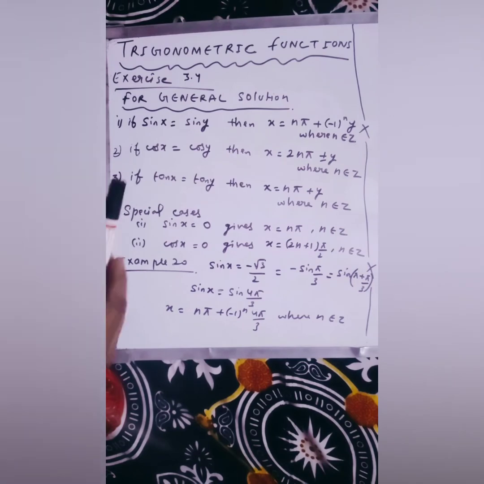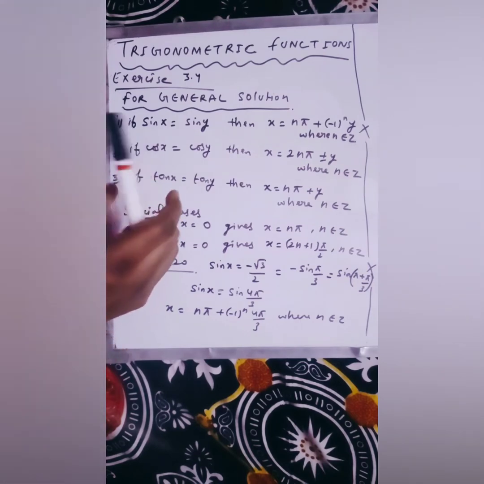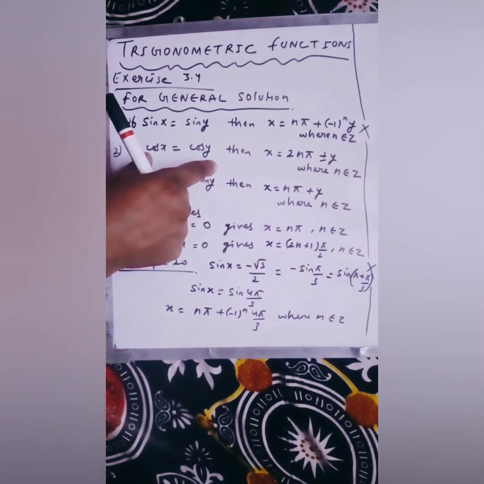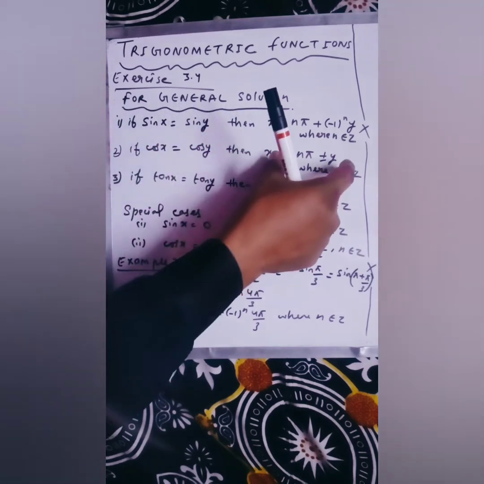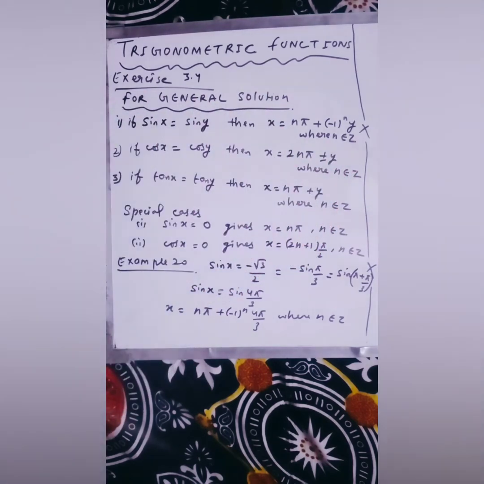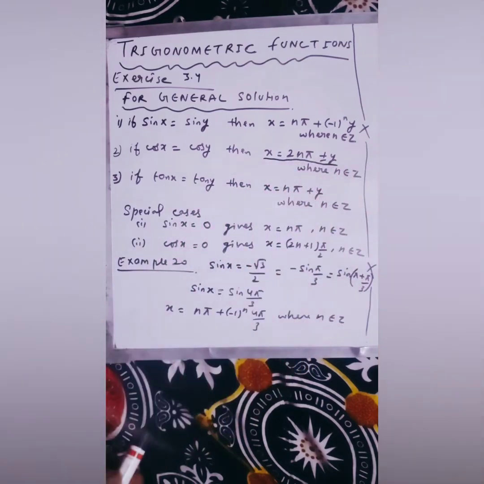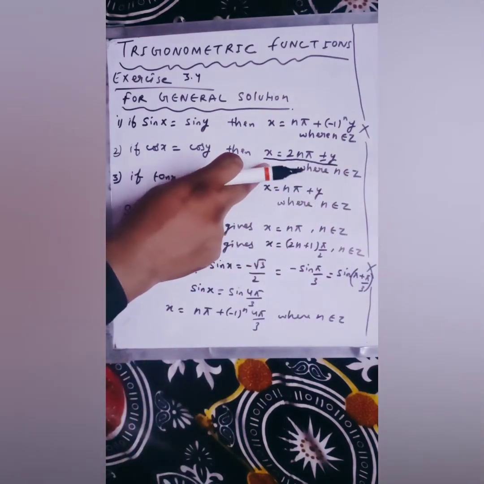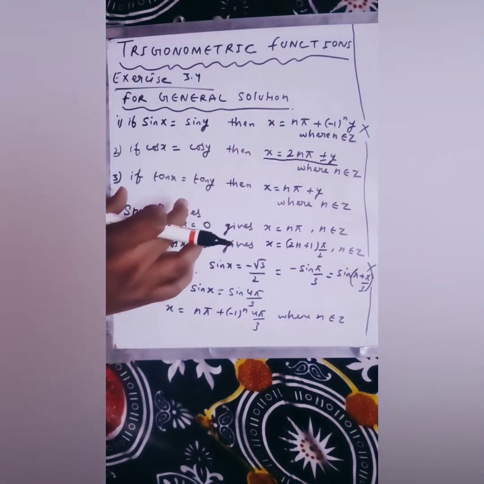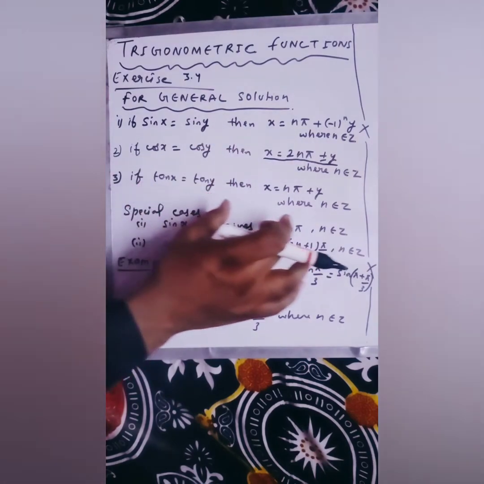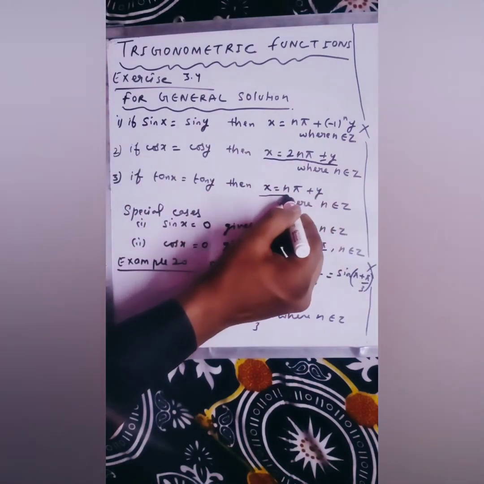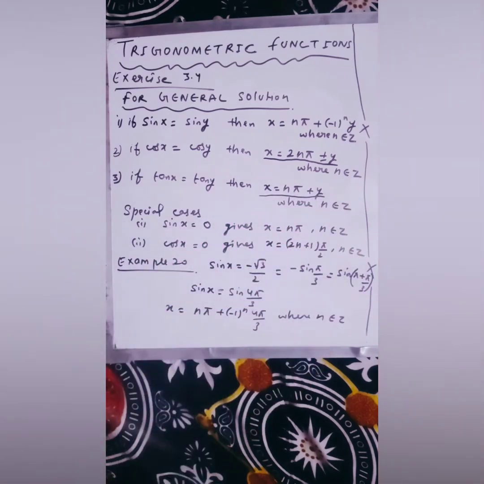Similarly, if you get an equation like cos x equals cos y, then you have to apply this formula: x equals n pi plus minus y. This formula you have to apply. If you are getting tan x equals tan y, then you have to apply this formula.